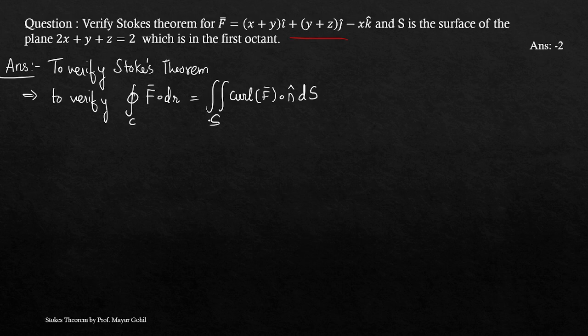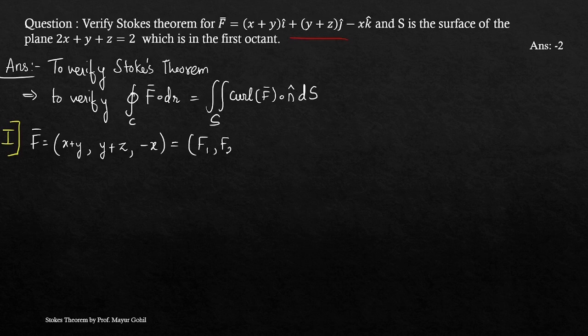Let us move on to solving this question. The first thing we need to do is understand the vector field f bar. Step number one is we write the field. So f bar is equal to x plus y, then y plus z, and minus x. Why do I write only the components of i, j, k? The reason is that we don't need i, j, k all the time. We just write it in tuple notation. So these are called f1, f2, f3.